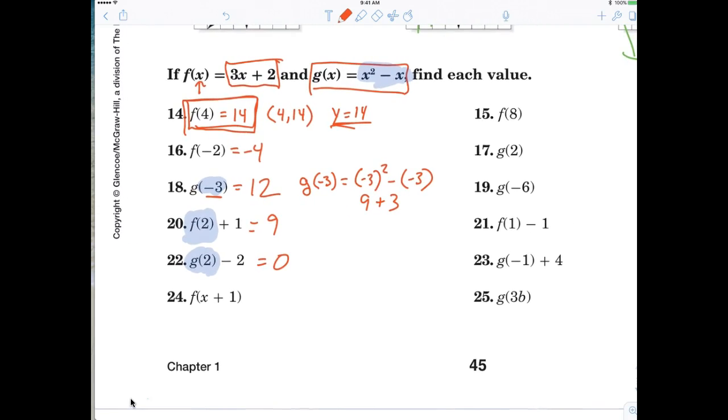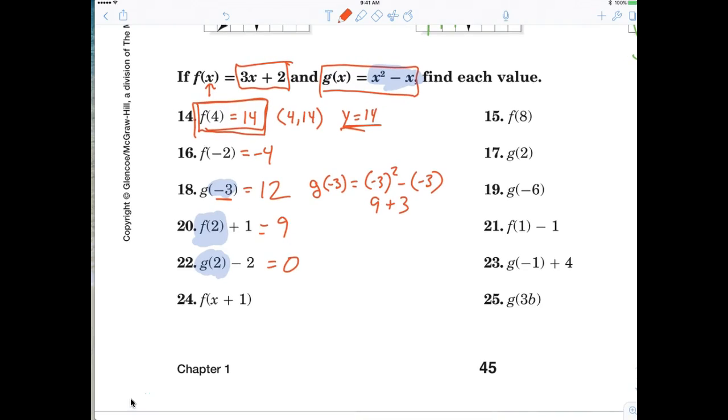Now let's say you're having a little issue. You're going to plug 2 in, so I'm going to write the whole thing out. G of 2 is equal to 2 squared minus 2. Hold up for a second. Does everybody see that? So that's 4 minus 2 is 2, right?